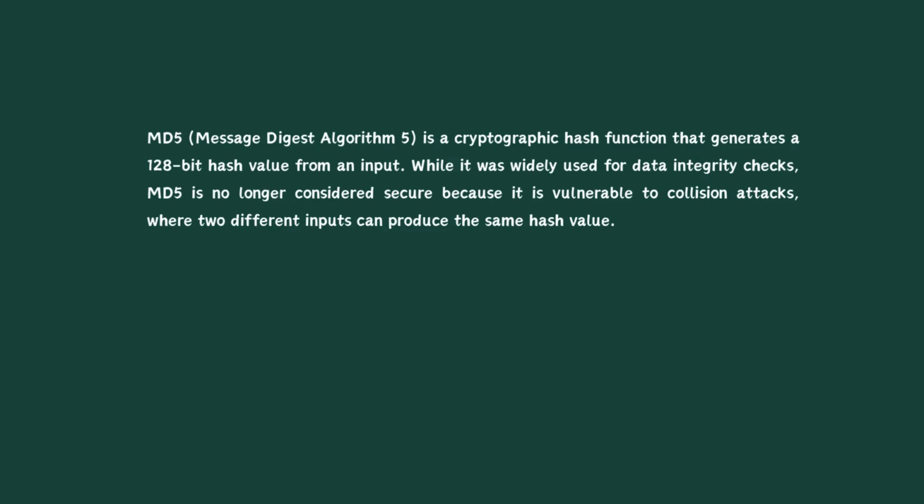MD5, Message Digest Algorithm 5, is a cryptographic hash function that generates a 128-bit hash value from an input. While it was widely used for data integrity checks, MD5 is no longer considered secure because it is vulnerable to collision attacks, where two different inputs can produce the same hash value.